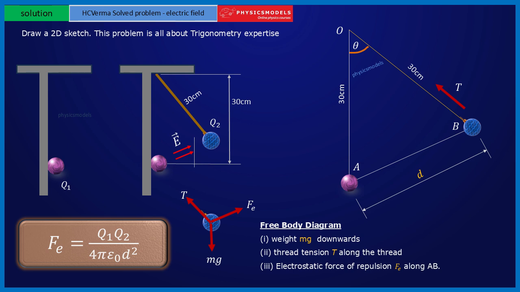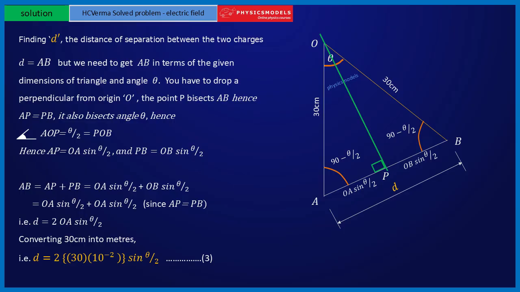We also need the free body diagram here. The blue charge is shown with 3 forces acting on it. The string tension T acts along BO upwards. The weight mg is acting vertically downwards from the center of B, and the electrostatic force of repulsion Fe is acting along AB. In the equation for Fe, we know Q1, we know Q2, both are same, but we do not know the distance of separation, which is AB.